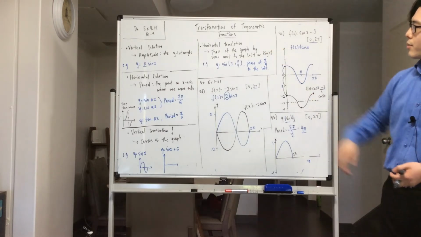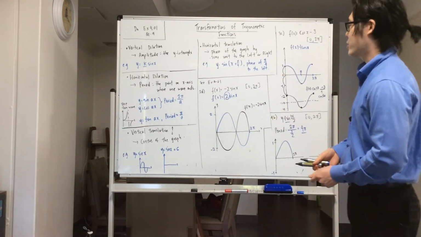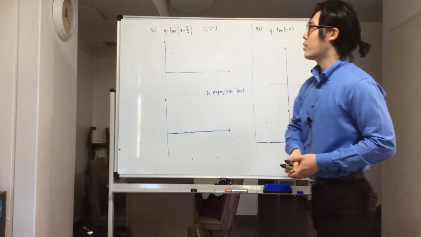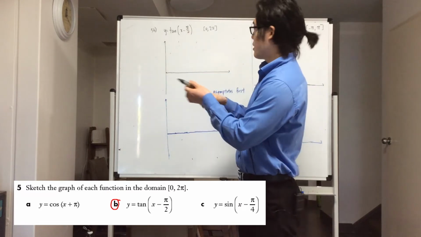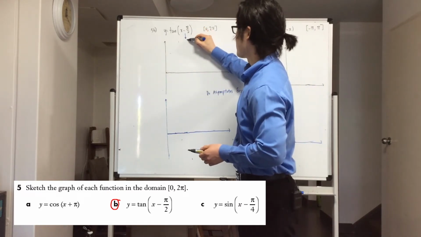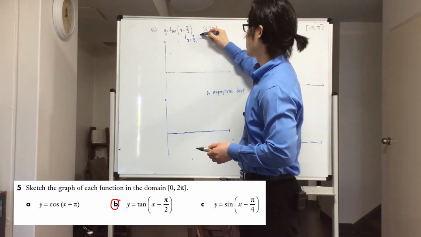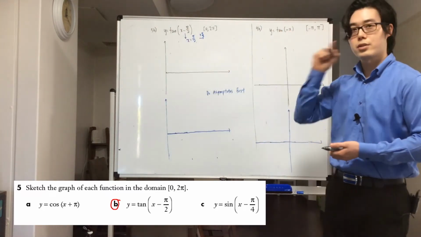Now let's go through an example of horizontal translation. That's kind of the annoying part, where you've got to do a bit of work. All right, so here's an example of horizontal translation. What that means, inside here, obviously means x is equal to positive pi over 2. So that means you're going to shift the tan graph by pi over 2 units to the right.